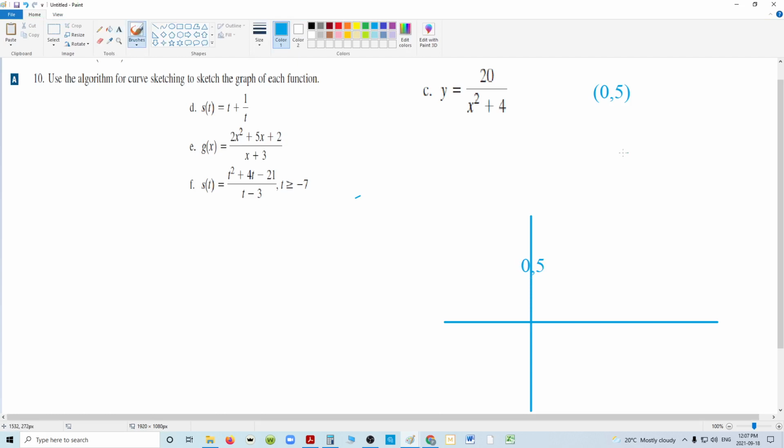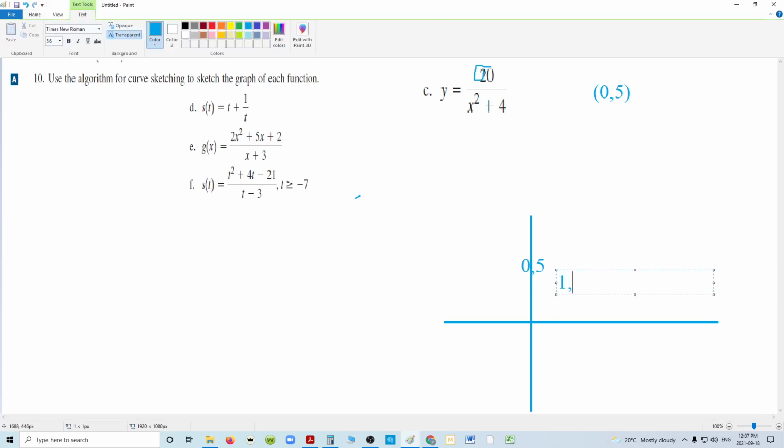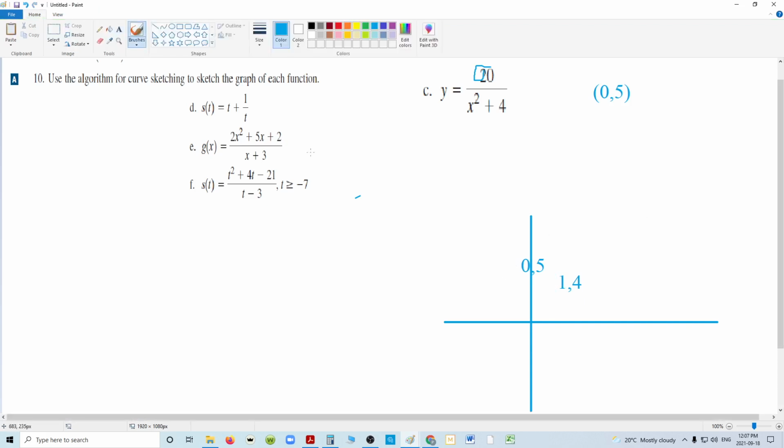So what happens at 1? When x is 1, this becomes 1 plus 4, which is 20 divided by 5, which becomes (1, 4), which tells you a lot, which means it's kind of going up from here. So really it's just about finding the peak after that. To find the peak, we're going to find the derivative.